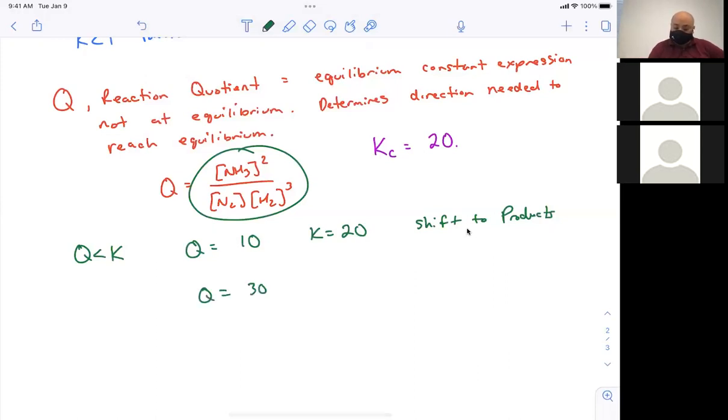If Q is 30, Q is greater than K. So that means you have too much products, and so therefore you have to make more reactants. So this will shift to the reactants to reach equilibrium.